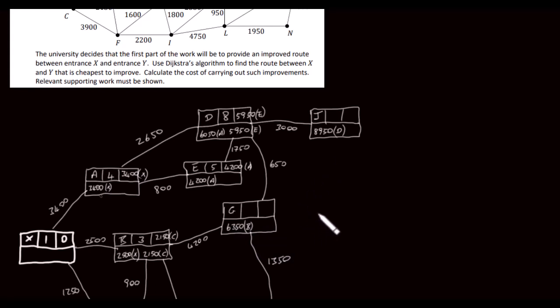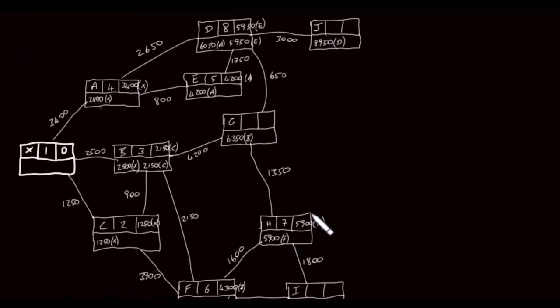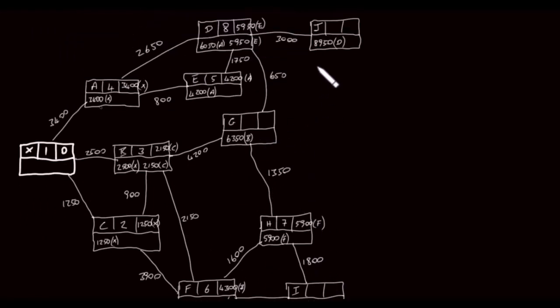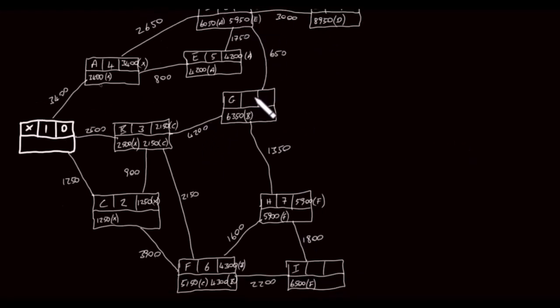Okay, so let's go again then. We have 8,950 here, we have 6,350 here, and we have 6,500 here, so G is going to be next then. That's going to be number 9. We had 8 up here, so this is going to be number 9. This is 9 here, and 6,350, and that came from B.